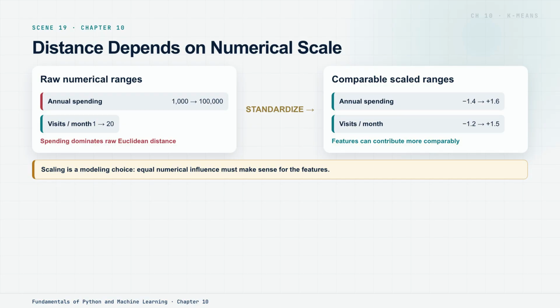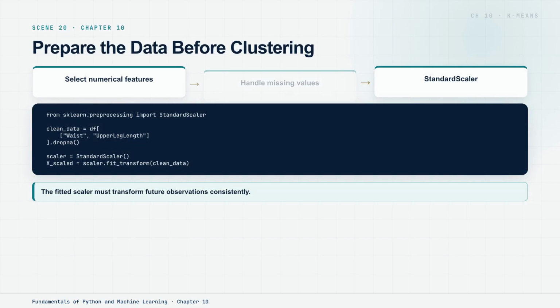The decision to scale should still consider the meaning of the features and whether equalized numerical influence is appropriate for the problem. Before clustering, select the numerical feature that should define similarity. Handle missing values using a justified strategy. The chapter's short example removes rows with missing measurements using dropna. Next, fit StandardScaler and transform the clean features. The scaler records the means and the standard deviations required to transform future observations consistently.